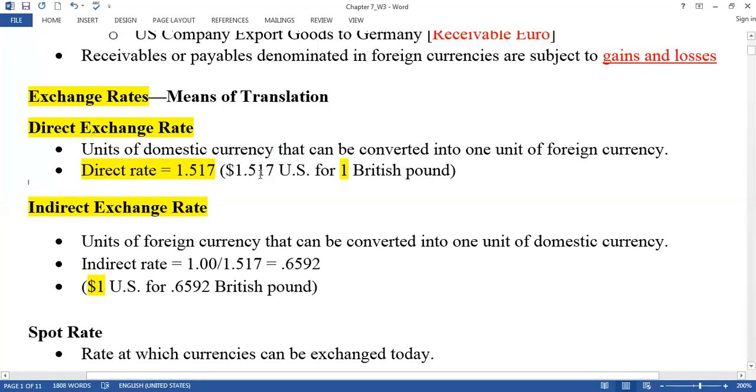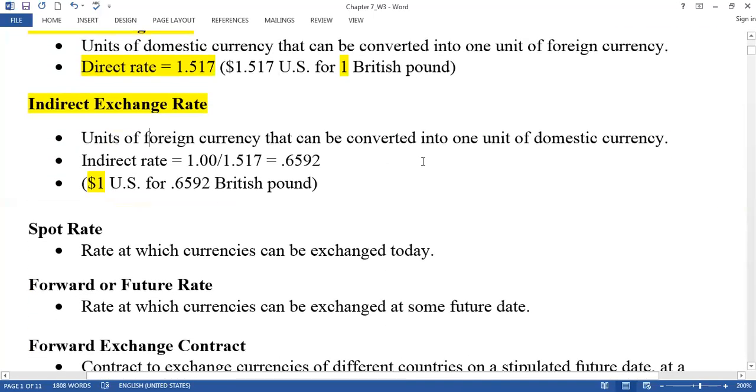If the direct rate is given, it means that if you want to buy 1 British pound, when we buy the foreign currency, if it is payable, then you have to buy the foreign currency. So if you want to buy 1 British pound, how many dollars do you have to spend? You have to spend $1.517. This kind of rate is called the direct rate. That means you want to buy foreign currency by using your own currency. What about the indirect exchange rate? That means you receive some foreign currency and now you want to convert foreign currency to your own currency. So it is called the indirect exchange rate.